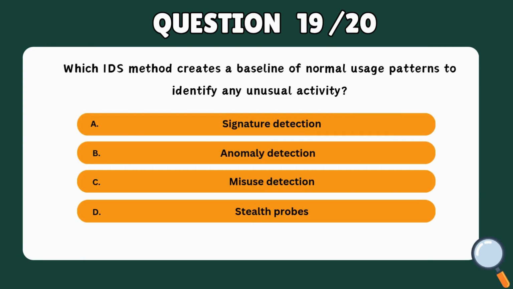Question 19. Which IDS method creates a baseline of normal usage patterns to identify any unusual activity? A. Signature detection. B. Anomaly detection. C. Misuse detection. D. Stealth probes. Correct answer: B. Anomaly detection.